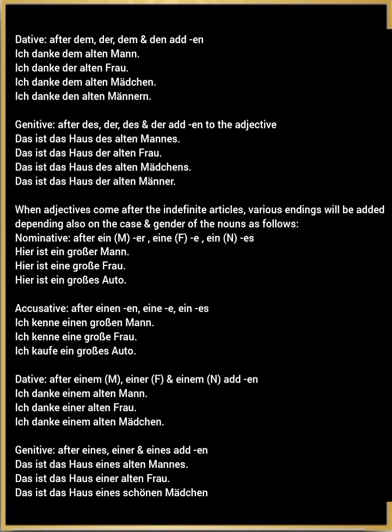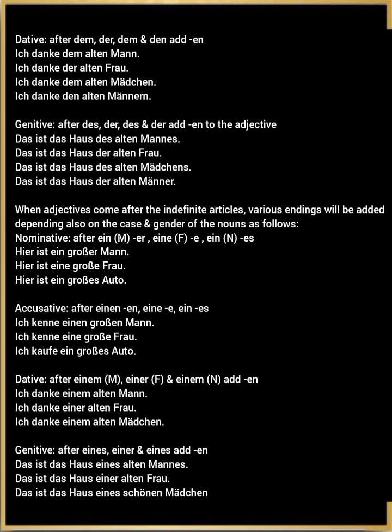Now in dative, after einem for masculine, that is after einem, einer, and einem, add en to your adjective. Remember, this one is en throughout in dative. In the example, I have ich danke einem alten Mann. I am thanking an old man. Ich danke einer alten Frau. And then ich danke einem alten Mädchen. So you're seeing in the dative, we are adding en throughout to the adjectives.